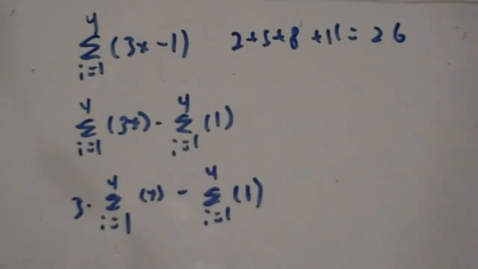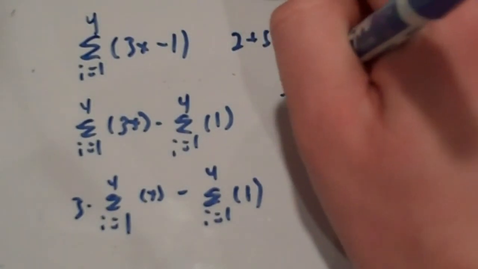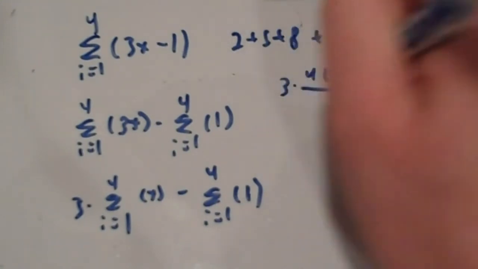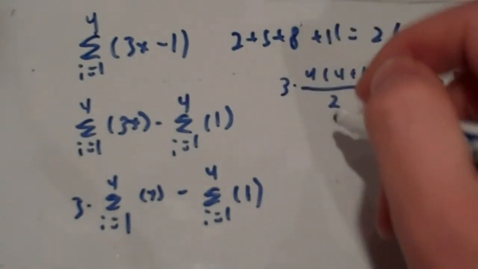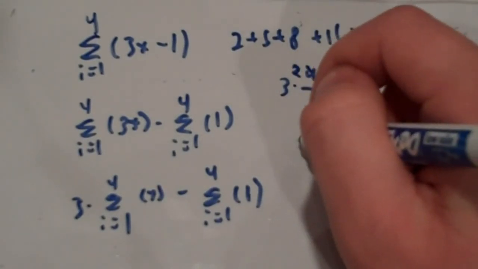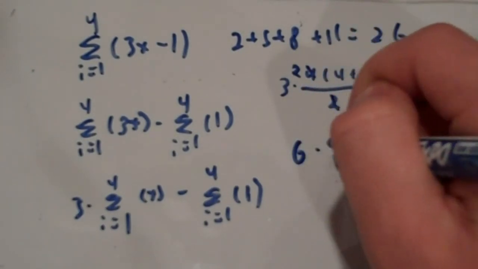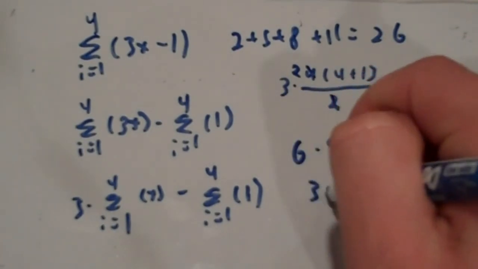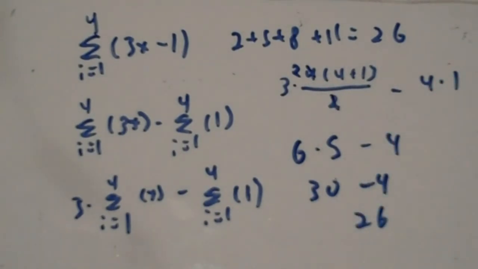And now we can get into our actual summation formula. So we have 3 times (4 plus 1) all over 2, and then that's minus 4 times 1. That 2 and that 4 cancel, this gives us 2, so 2 times 3, that's 6, and then 4 plus 1 is 5, and then that's minus 4 times 1, that's just 4. 6 times 5 is 30, minus 4, and 30 minus 4 is 26.